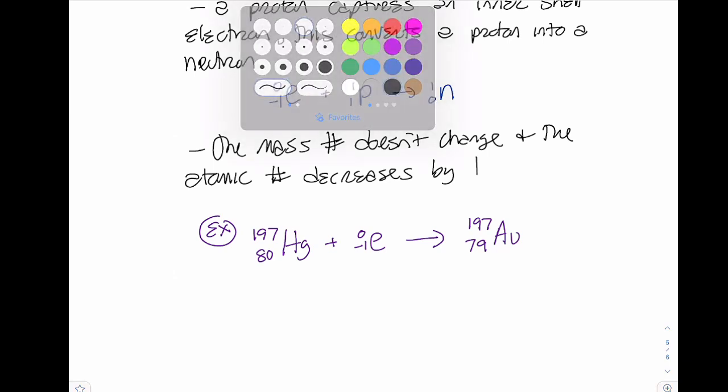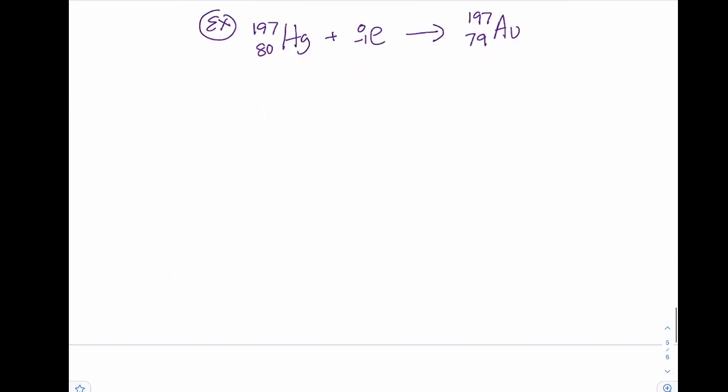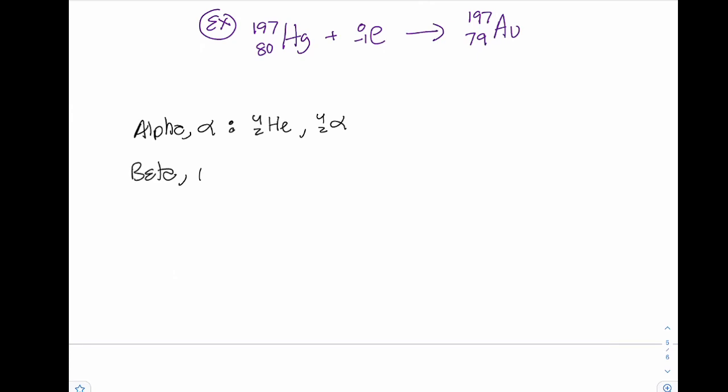So let's just do a real quick review here, right? We had our alpha particle, and our symbol for that was essentially the nucleus of helium. We said if you wanted, you could write it this way. We had beta, and our symbol for this one, or if you wanted, with the -1.